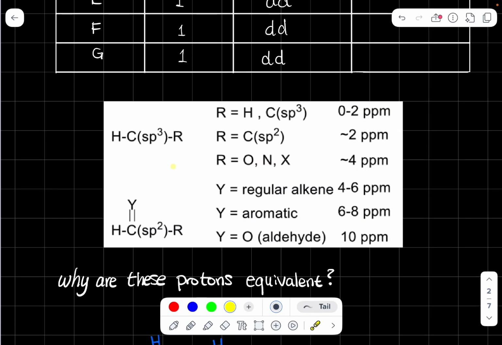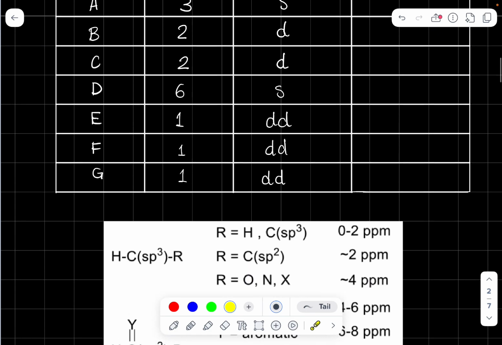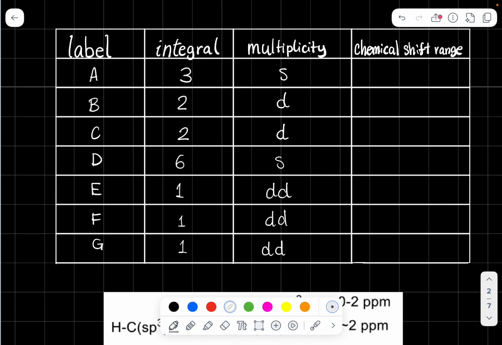That corresponds to this chemical shift right here. A hydrogen bonded to an sp3 carbon, bonded to an R group, which is an oxygen. So our ppm should be about 4. And we're going to write that in our chart.